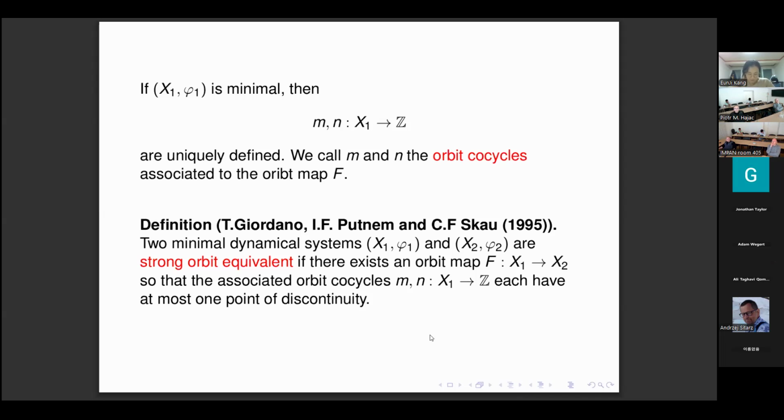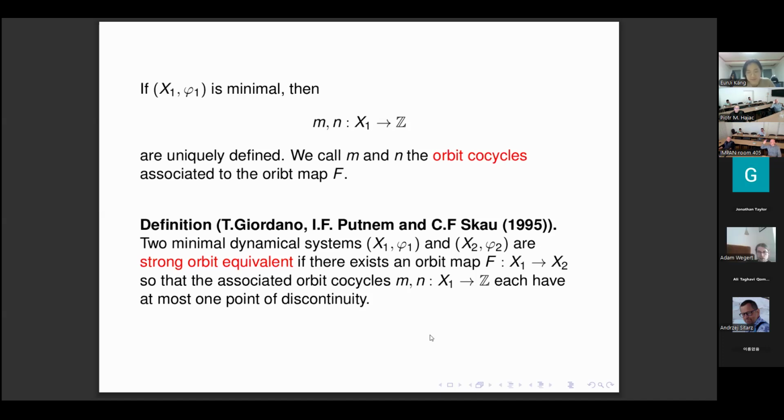And now here is a formal definition by Giordano, Putnam, and Skau. Two minimal dynamical systems are said to be strongly orbit equivalent if there exists a map F from X1 to X2 that matches the orbits of the two systems. In addition, the functions m and n must have at most one point where they are not continuous.